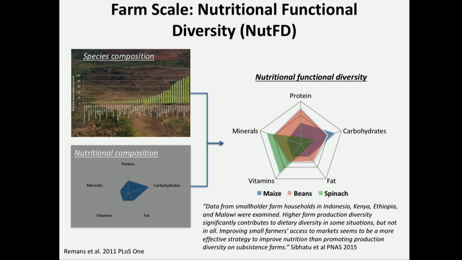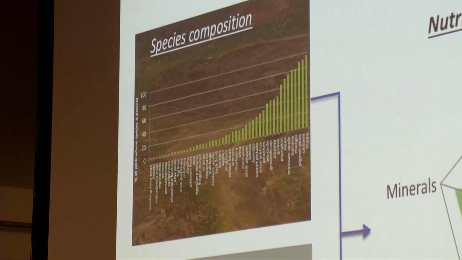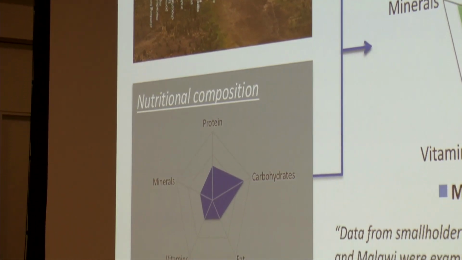And we can also apply the indicator I talked about earlier, the nutritional functional diversity indicator, at the landscape or at the farm level, by looking at species compositions on farms, looking at the nutritional composition of those species. And then you're able to look at the functional diversity of meeting nutritional needs if you have more diversity on a farm system.